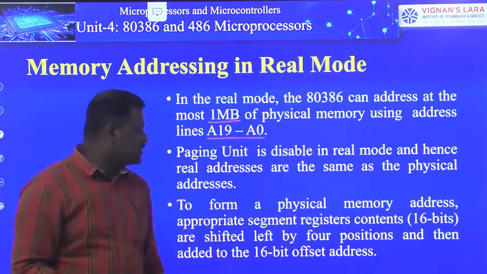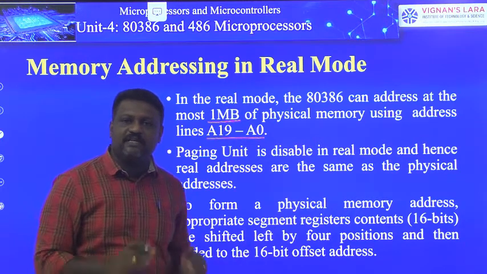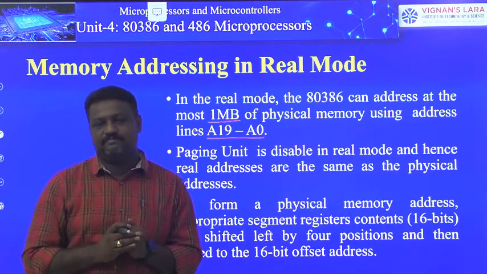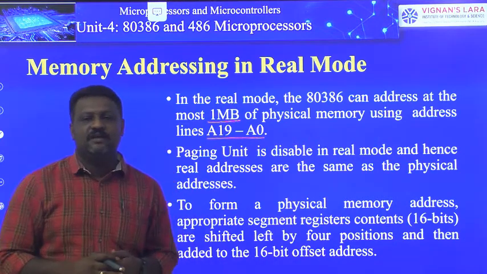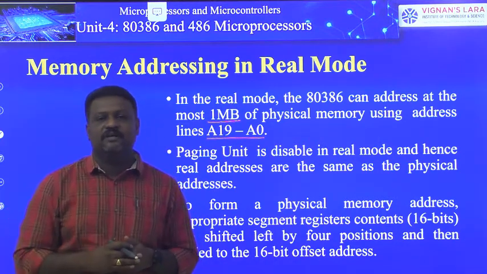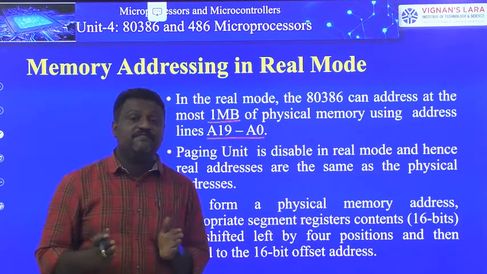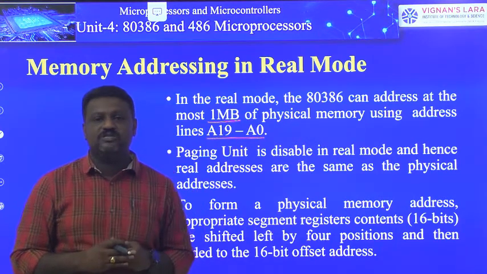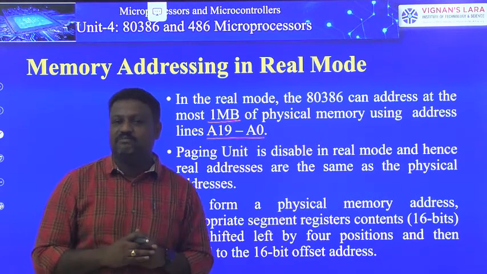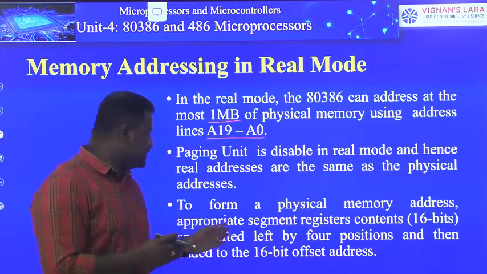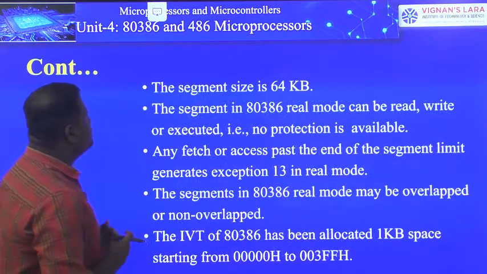The same procedure is followed by the 80386 in real mode of operation. So that's the meaning of this. The segment register contents are first shifted to the left by 4-bit positions, then a 16-bit offset address is added to it in order to get a 20-bit physical address. So that's the meaning of this particular statement.